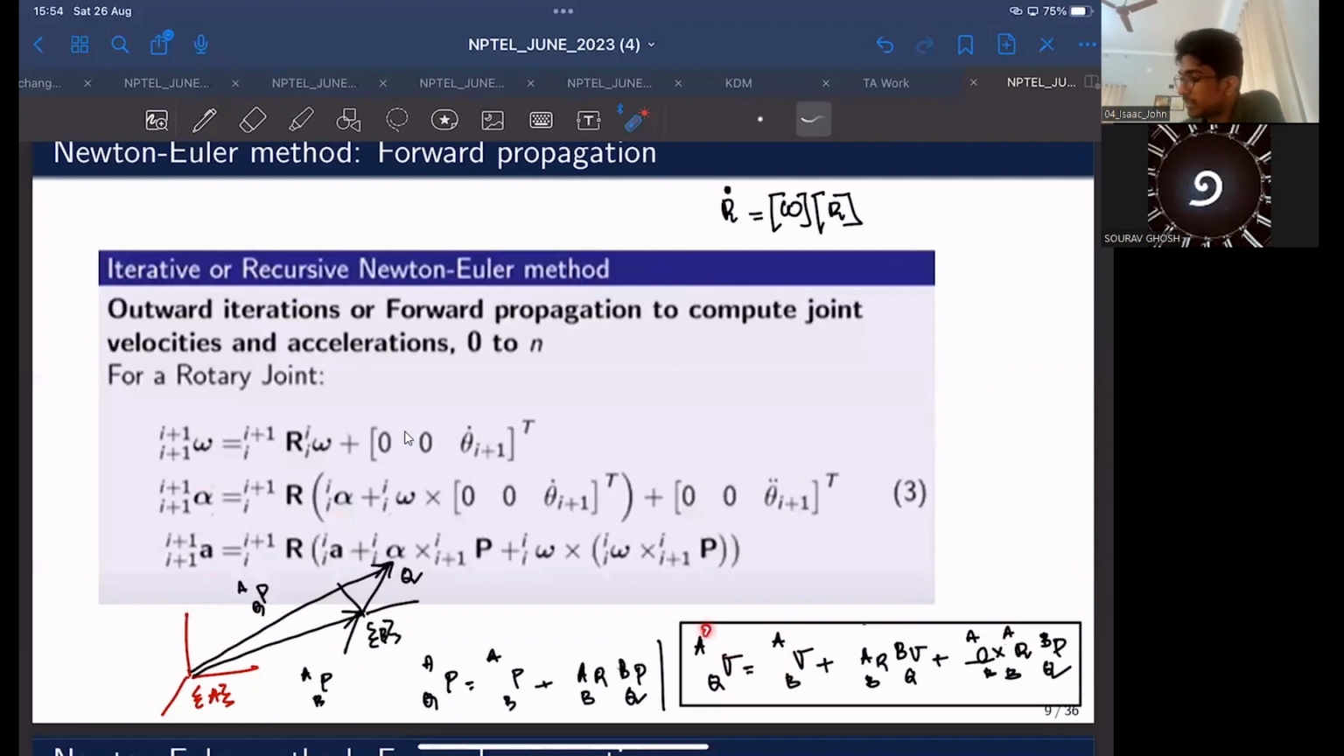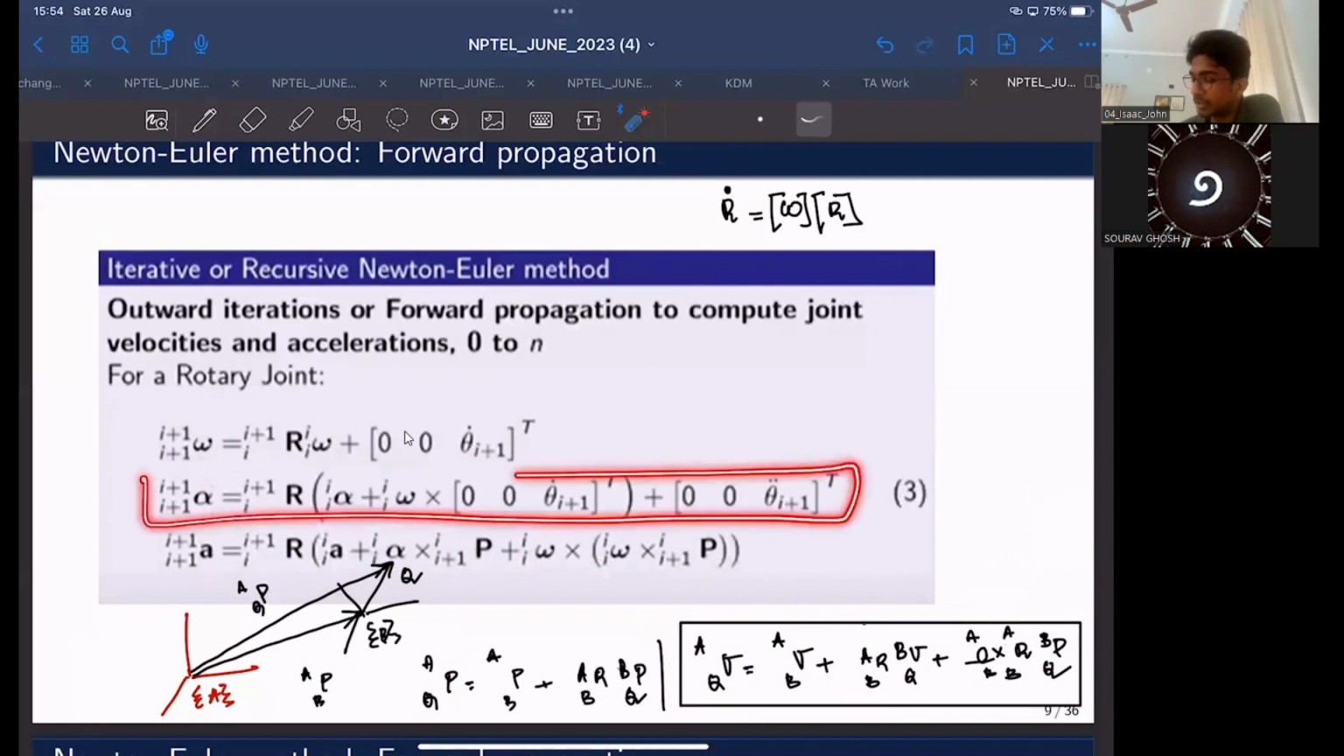And by replacing these indices judiciously, instead of A, Q, and B, with respect to the i plus 1 and ith frame, you will be able to obtain these expressions. Instead of position, if you substitute the expression for angular velocity omega, and further take the derivative and apply this expression, you will be able to get a similar expression comparable with this equation.